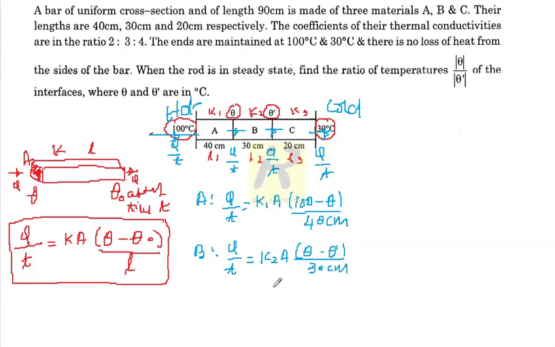Right. So now I am going to write for C. For C, what I can write? It is Q divided by T equals the same thing, K3 into A. And what should be the temperature difference now? The temperature difference is theta dash and 30. So it is theta dash minus 30, and the whole divided by 20 centimeter, the length. Okay, this is not enough for me now. I have to go further.